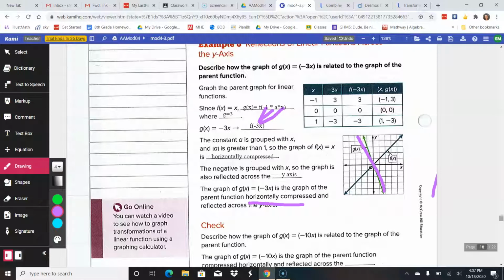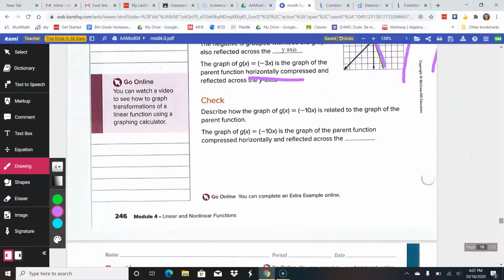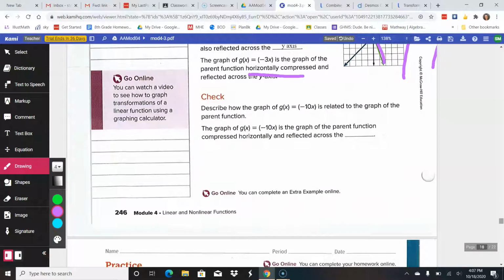So look at this next example here, number 10. The graph of g of x equals f of negative 10x. Look at this particular graph here. What do you know about this graph? Is it going to go down from left to right? Yes. Is it going to be steeper than the parent graph? Yes. That's the main thing. Understand that when it looks like that, it's a horizontal compression, and it's reflected across the y-axis.